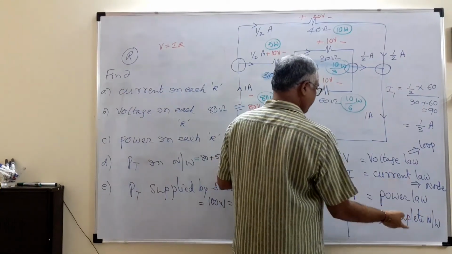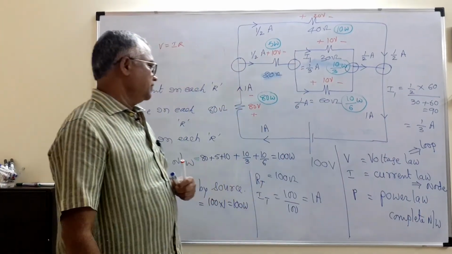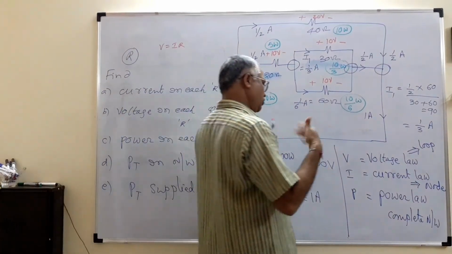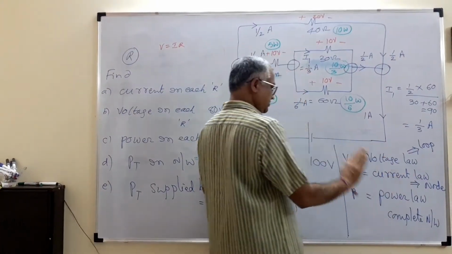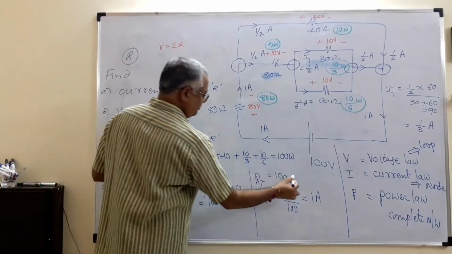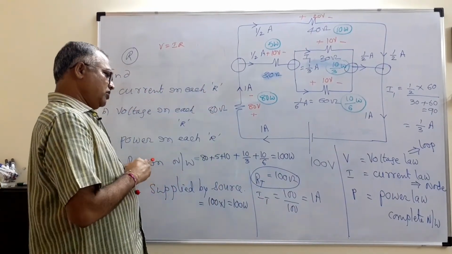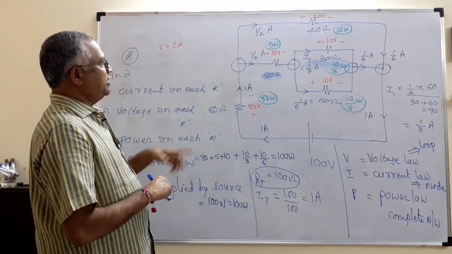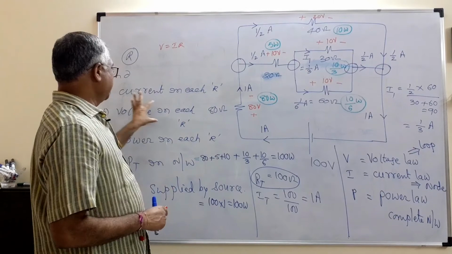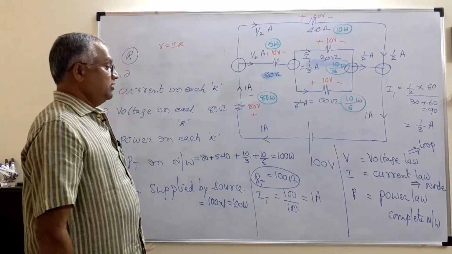If the power law is satisfied, automatically the current law and voltage law are satisfied. If the power law is not satisfied, something is wrong, and automatically the current law and voltage law will not be satisfied. So where is the mistake? The mistake we might have made is in R equivalent. If R equivalent is wrong, total current is wrong, current in each branch is wrong, voltage in each branch is wrong, then voltage law fails, current law fails, power law fails, and the total problem collapses.